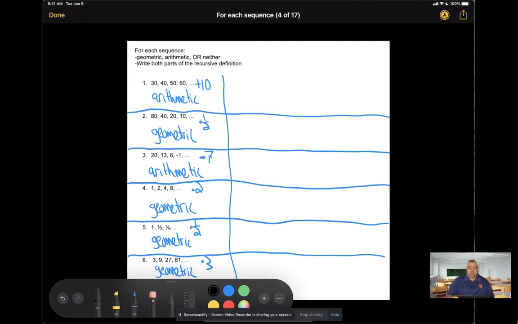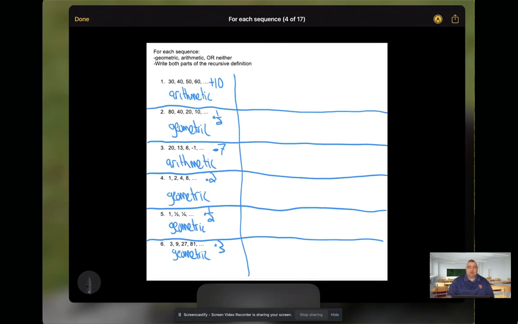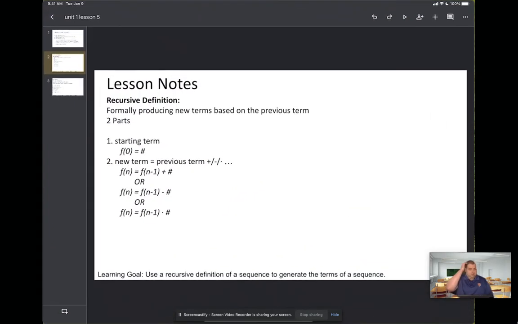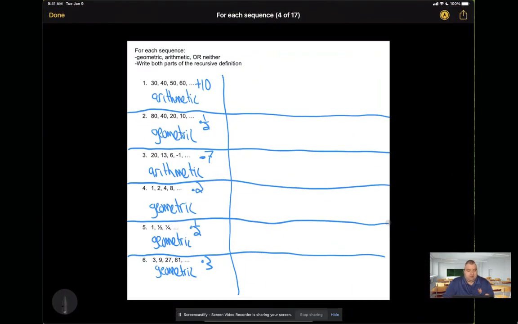So number one, as we said, is an arithmetic sequence. To do that, let's go back to the lesson notes real quick. We're first going to write the starting term, f of 0 equals a number. What is the starting term in this case? The starting term is 30. So our first part is going to be f of 0 equals 30.